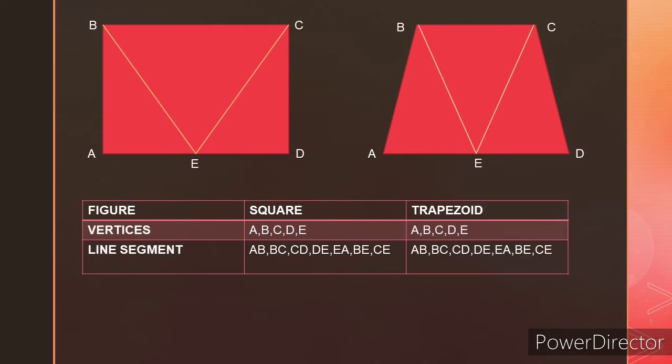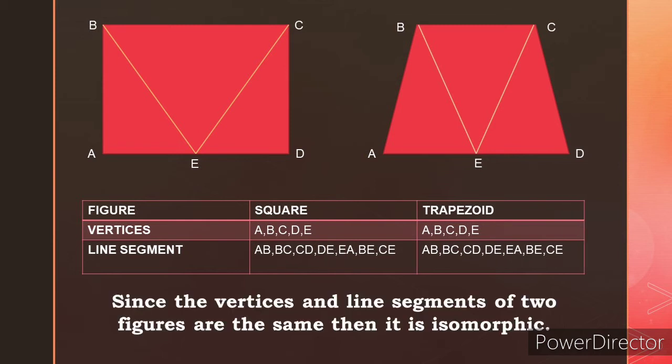And for my second figure, which is a trapezoid, it has 5 vertices named A, B, C, D, and E, and line segments AB, BC, CD, DE, EA, BE, and CE. Since the vertices and line segments of the two figures are the same, then this geometric binary structure is isomorphic.